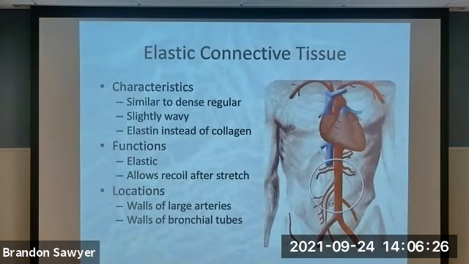Okay, so next type, elastic connective tissue. It looks somewhat similar to dense regular, but it's a little bit more wavy. Instead of those big thick collagen fibers, we're going to have elastin fibers. It's very elastic, which means it can recoil after stretch. We can stretch it out and then it bounces back very quickly. The two locations you need to know for these are the walls of our large arteries and the walls of our bronchial tubes.